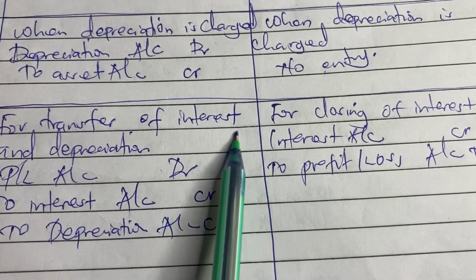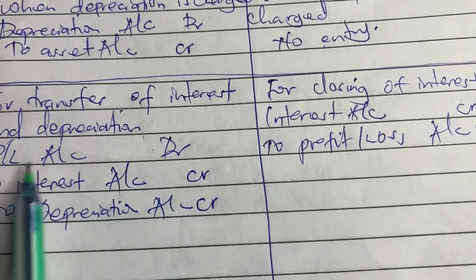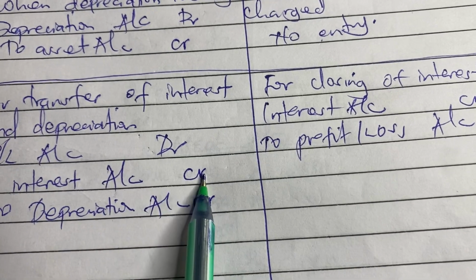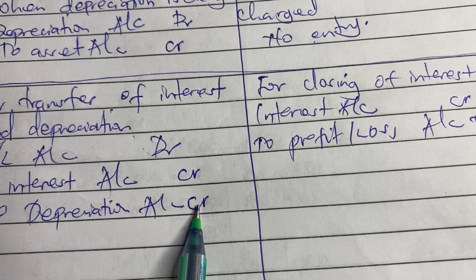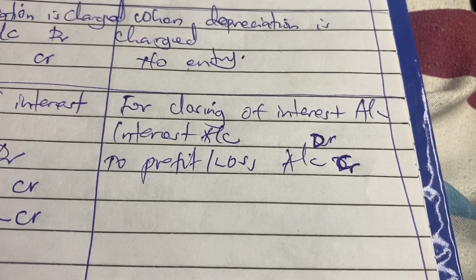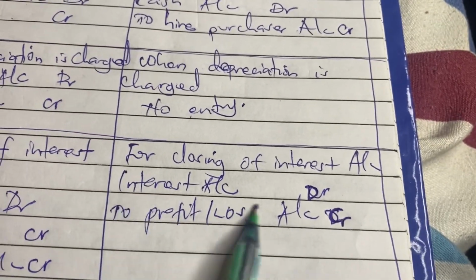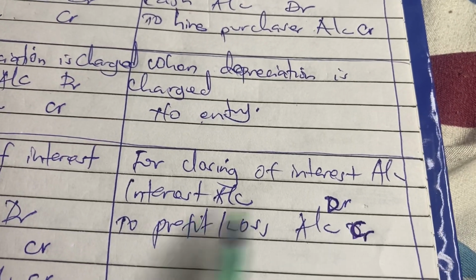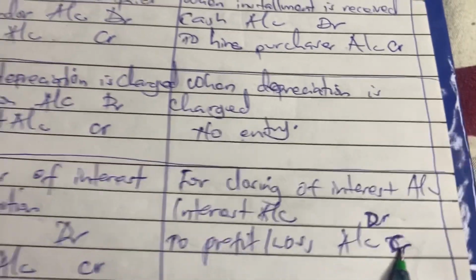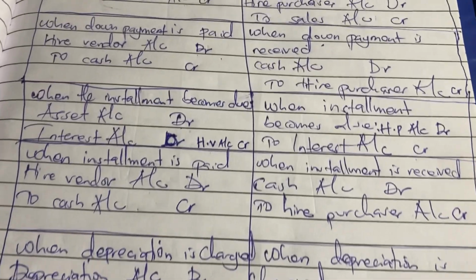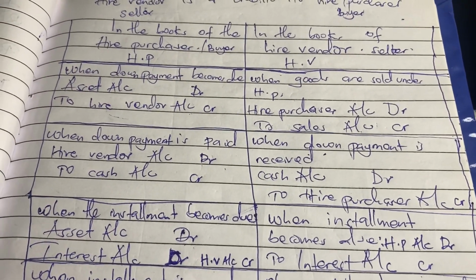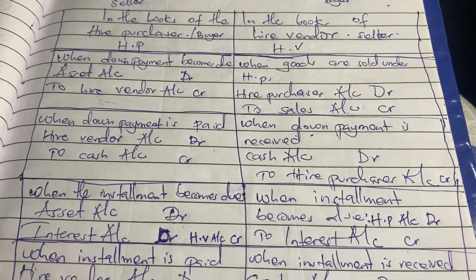Then for transfer of interest and depreciation, we debit the profit and loss account, then credit the interest account and the depreciation account. So for the closing of interest account, we debit the interest account, then we credit the profit or loss account. So those are the accounting entries when it comes to hire purchase, both in the books of the hire purchaser and in the books of the hire vendor.